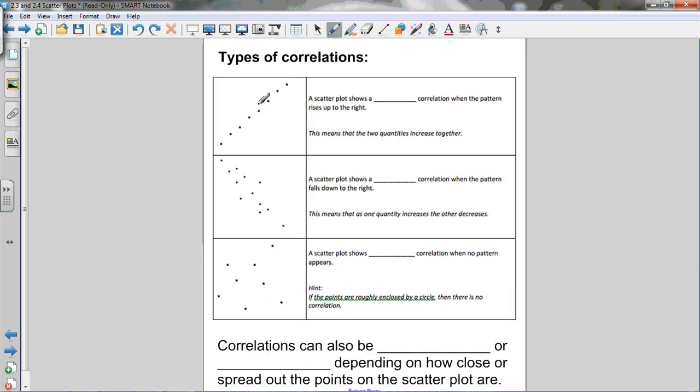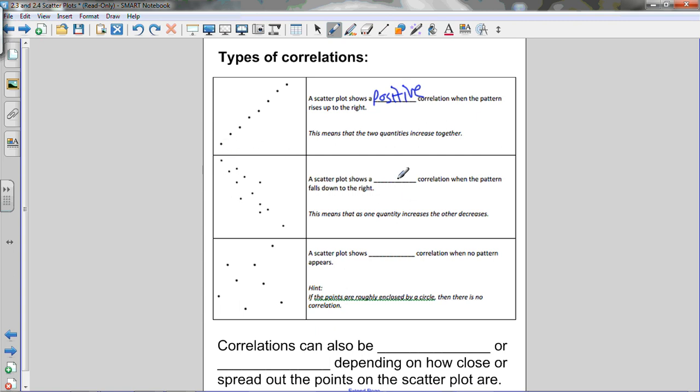If on your scatter plot the data goes up in a straight line to the right, we say that the scatter plot has a positive correlation, when the pattern rises up to the right. As the independent variable is increasing, the dependent variable is increasing. This means that the two quantities are increasing together. So as this increases up to the right, that's a positive correlation.